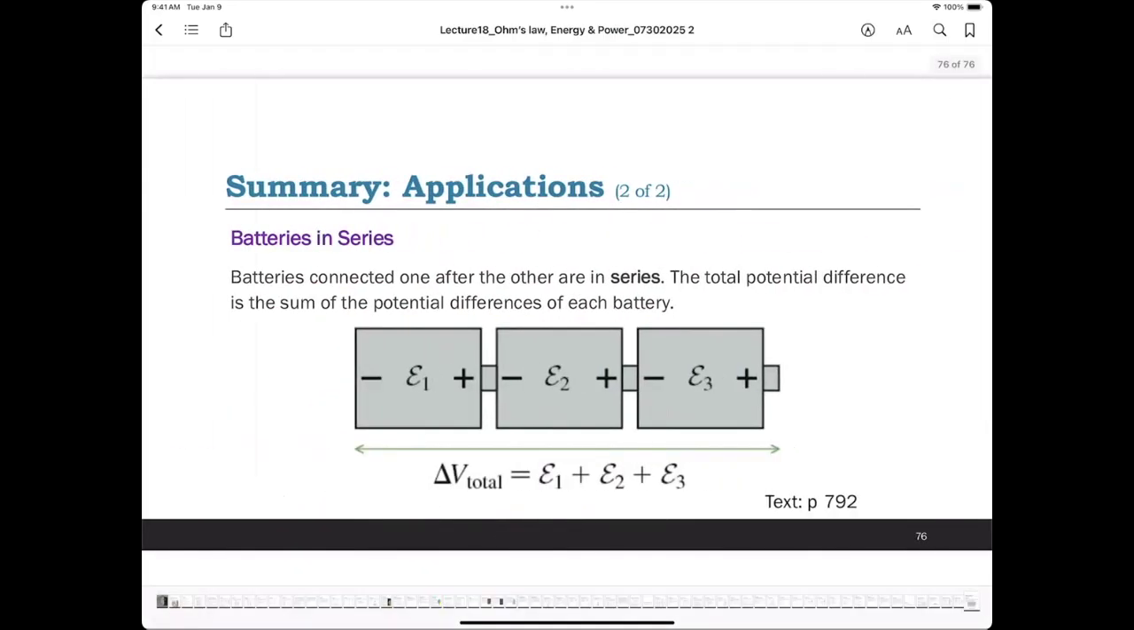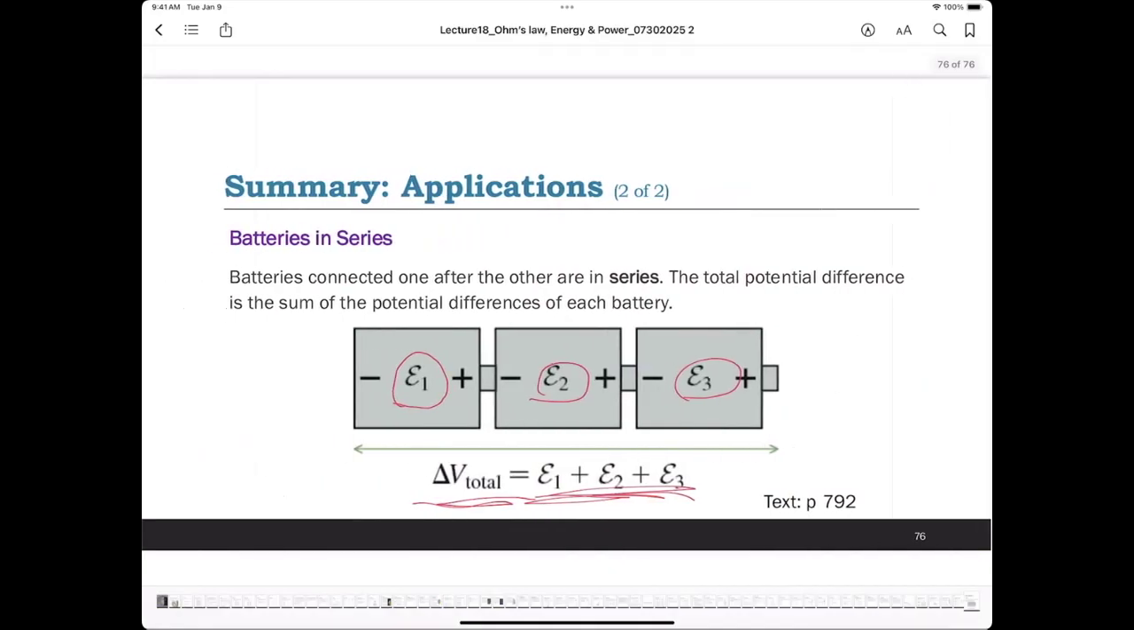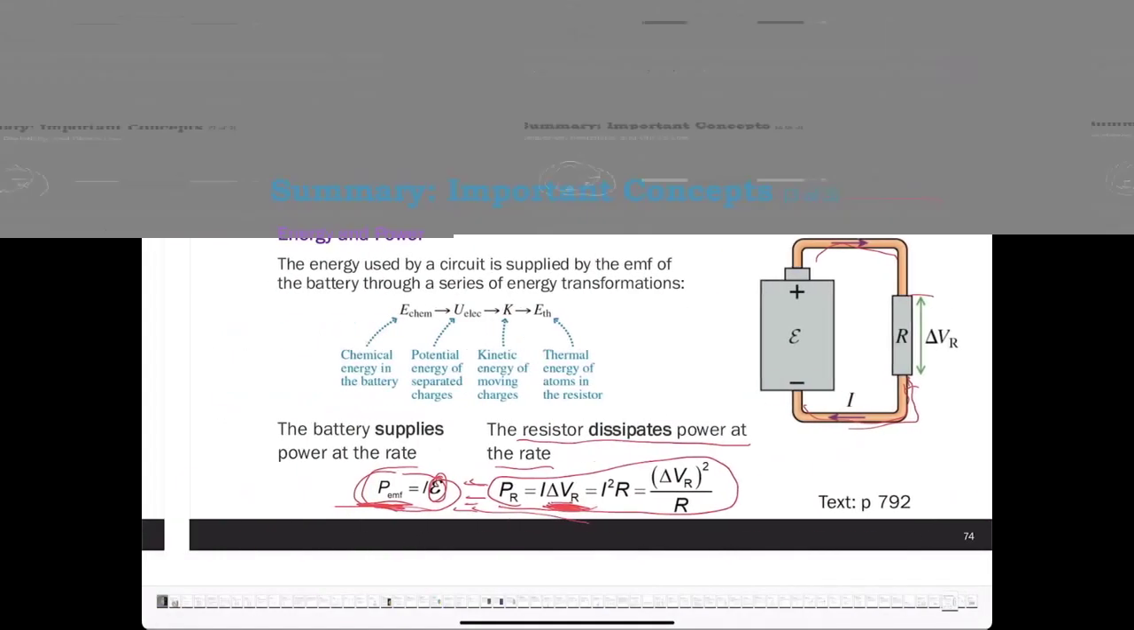We also talk about batteries in series. Batteries connected one after the other are in series. The total potential difference is the sum of the potential differences of each battery. For example, this is the EMF for battery 1, battery 2, and battery 3. The total is just those three added together. We talked about that in the last class. This is all we talked about in chapter 22.